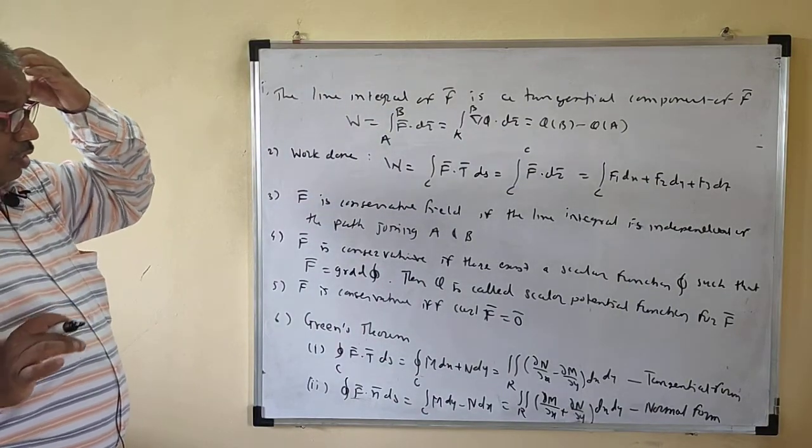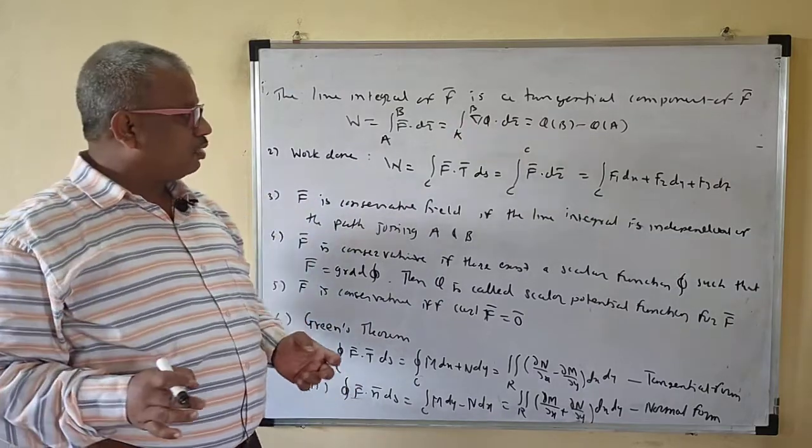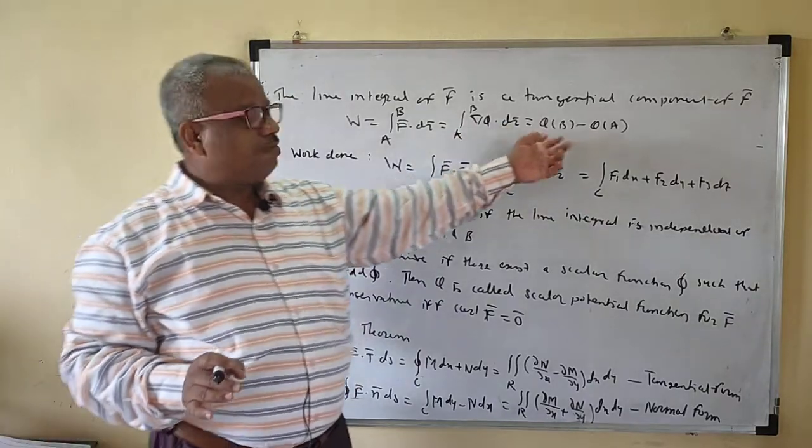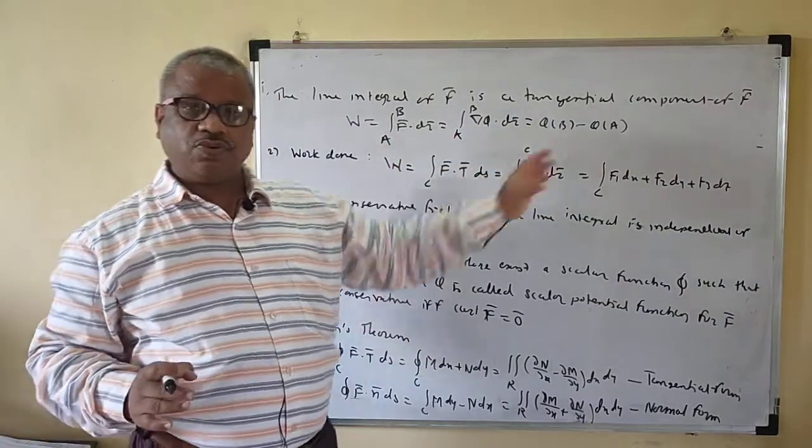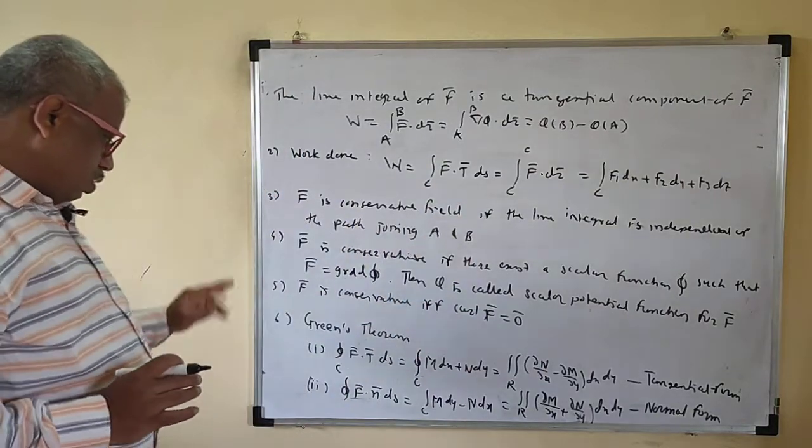So that means if you know the scalar potential function, then phi of B minus phi of A is the work done from A to B. So you should note this also.